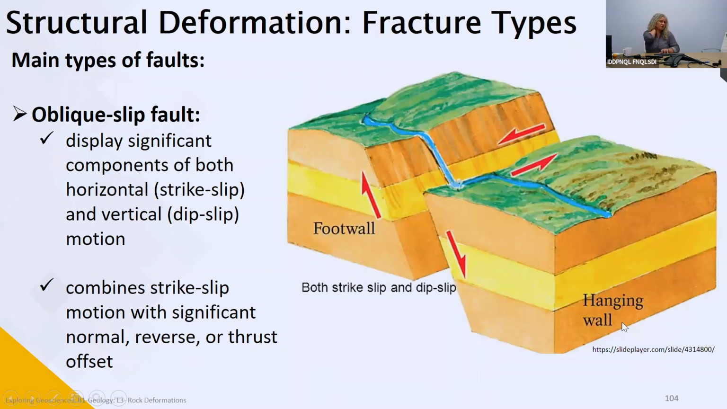The final one that I will present is the oblique slip fault. So this has both displacements. It has displacement along the horizontal line and it has displacement along the vertical line. So along the horizontal line is the strike slip, it gives us the strike, and along the vertical line, it will give us the dip of the slip. So it combines the strike slip motion with significant normal, reverse or thrust offset.